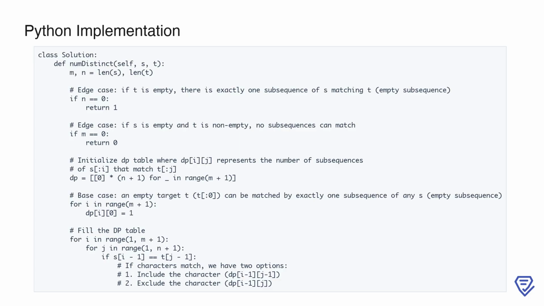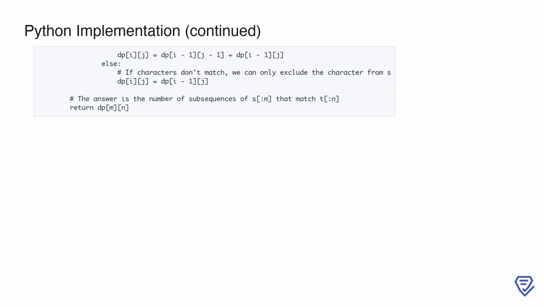Now, we move on to filling the DP table using nested loops. For every character in S and T, we determine if the characters match or not, and calculate the value for DP[i][j] accordingly. When the characters at the current positions in S and T match, we have two choices. We can include the current character from S in the subsequence, which contributes DP[i-1][j-1], or we can exclude it, which contributes DP[i-1][j]. Thus, we add these two values together to update DP[i][j].